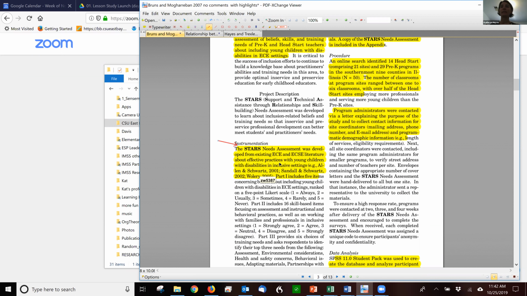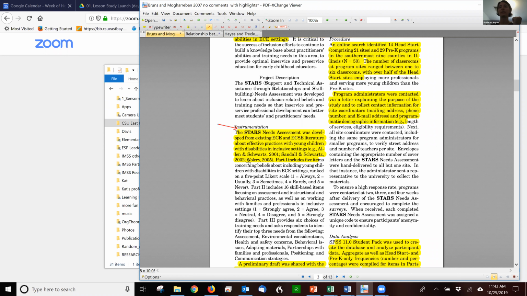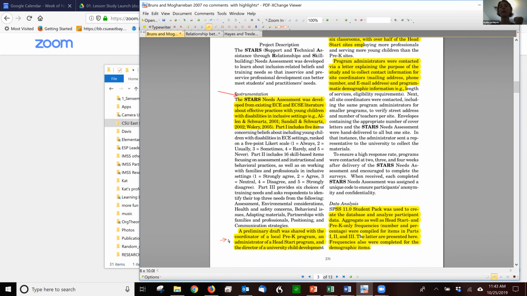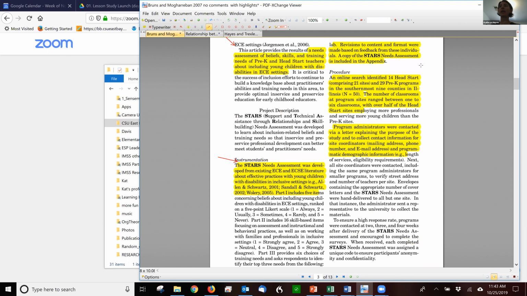The STARS needs assessment was developed from existing literature about effective practices with young children. So that's part of content validity: they developed it from existing literature. Another part of content validity is that a preliminary draft was shared with the coordinator, right? And these folks gave feedback. So that's another way they established content validity. Now, they could have done a lot more. I would certainly critique a lot about this measure, but that's where you get their start. That's what they're talking about in terms of content validity.